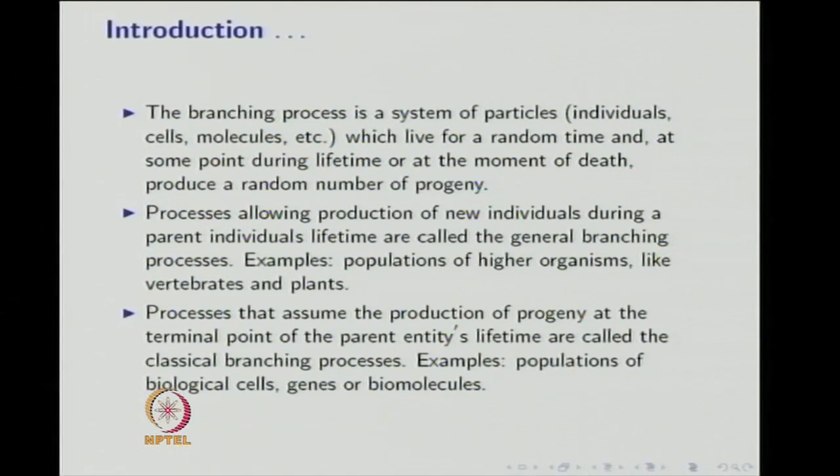Processes that assume a production of progeny at the terminal point of the parent entity's lifetime are called the classical branching processes. Examples: populations of biological cells, genes or biomolecules.